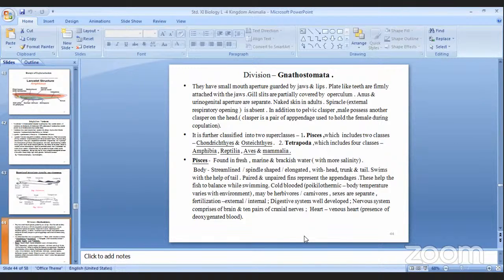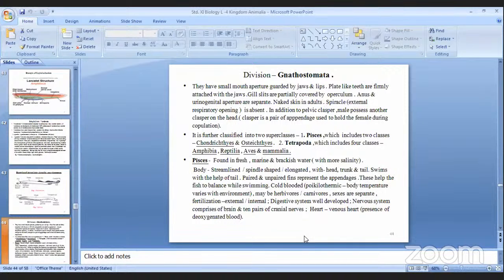In poikilothermic, the body temperature varies with the environment. Whatever the environment or the surrounding of the particular animal, their internal body temperature will change. And in homothermic, the body temperature does not change, whatever the external surroundings or environment may be. So that is cold-blooded and warm-blooded.